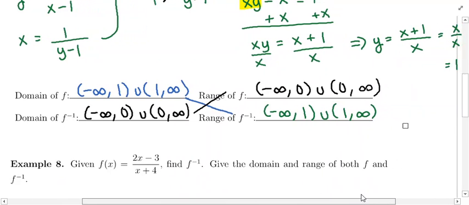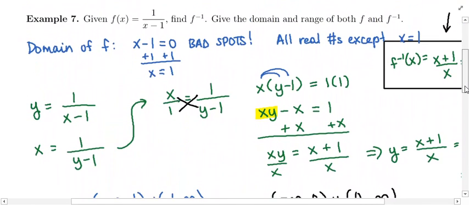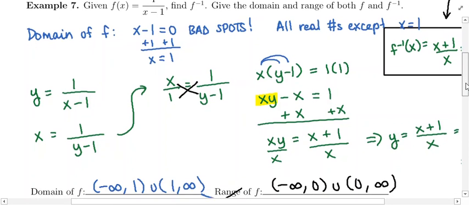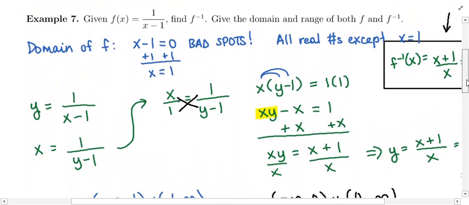So we're done with the problem. We have found the inverse function. It's a little tricky here because the original function is a fraction. But we were able to get it, and we were also able to get the domain of f and f inverse and the range of f and f inverse. Let's try another problem like this where the original function is a fraction.